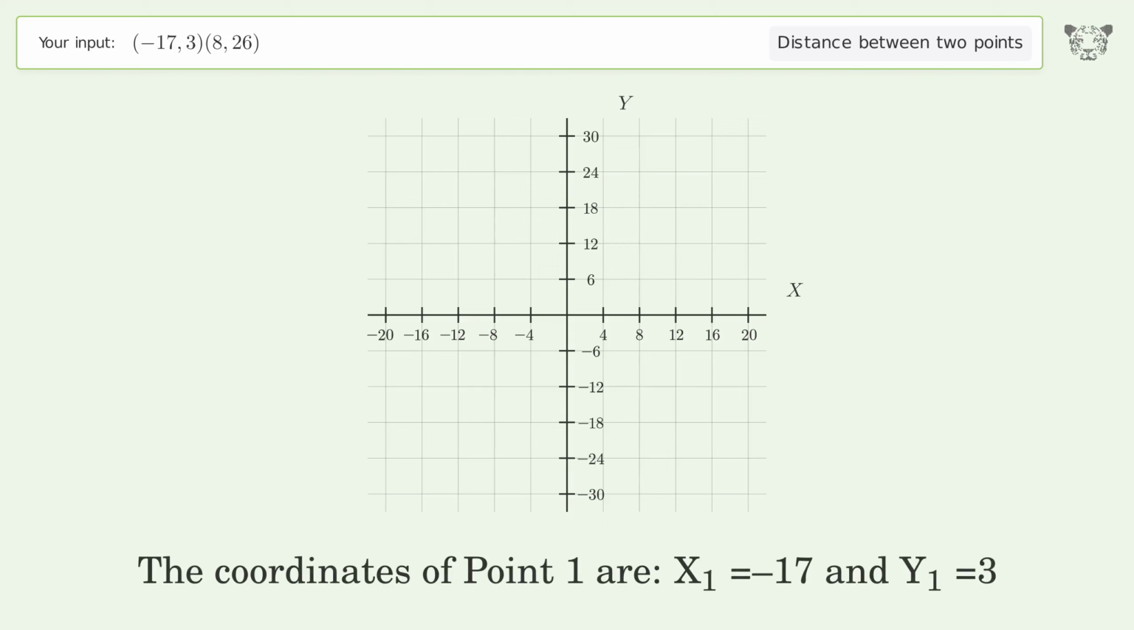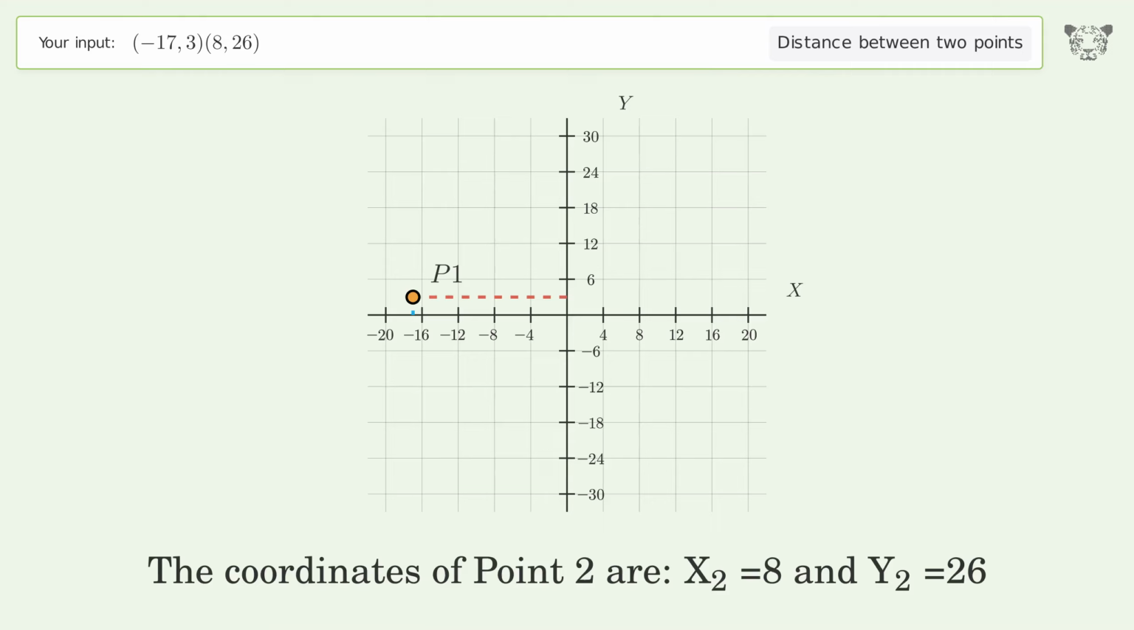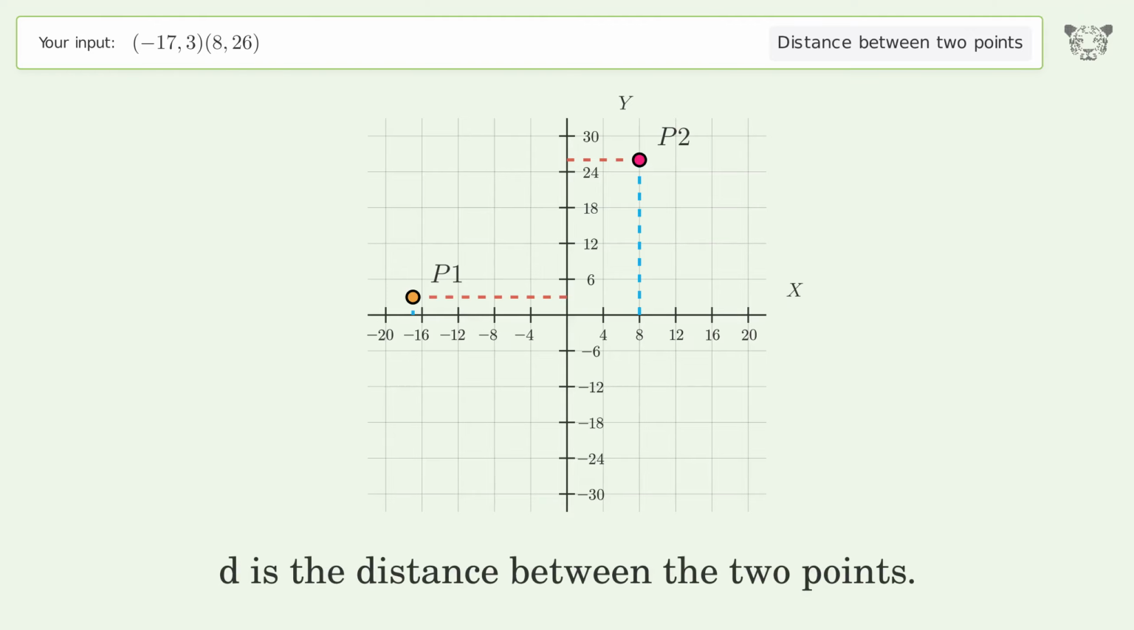The coordinates of point 1 are x1 equals -17 and y1 equals 3. The coordinates of point 2 are x2 equals 8 and y2 equals 26. D is the distance between the 2 points.